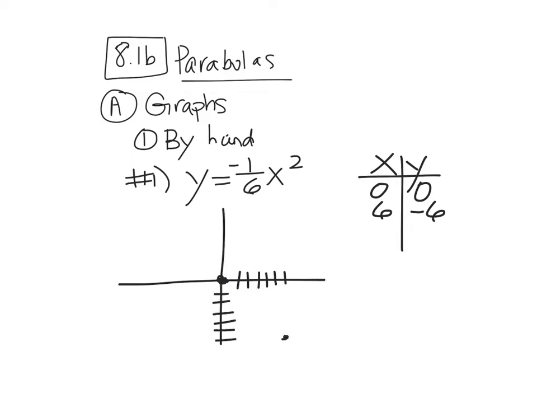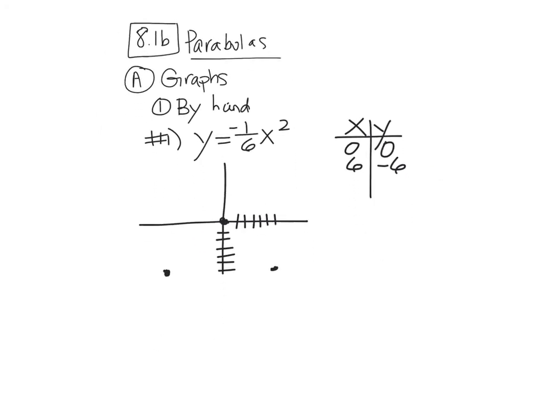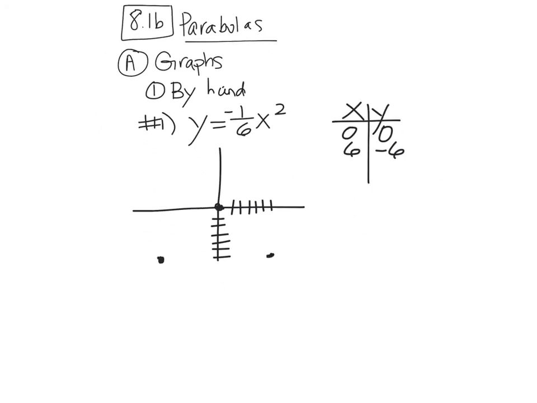So there you go. And we do know that there's an axis of symmetry, so we know that there's also a point over here on the other side reflected. All I need, if you're graphing by hand, is 3 points. That's it. Okay? So there you go.